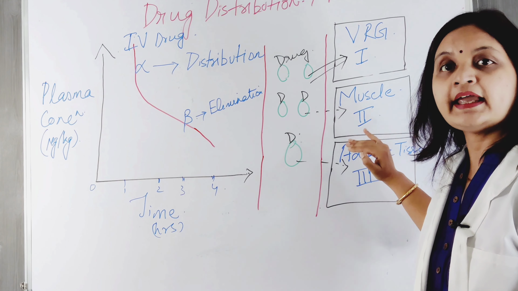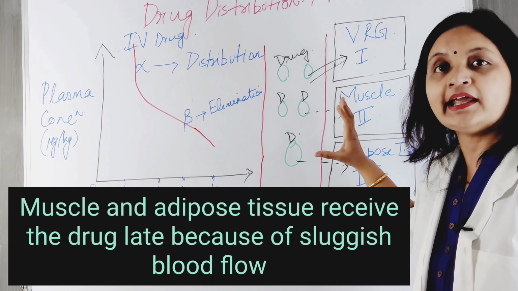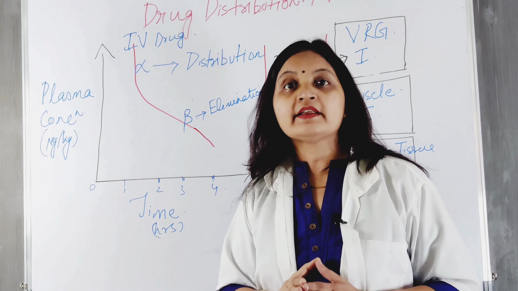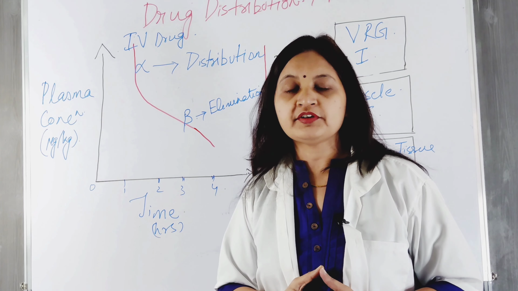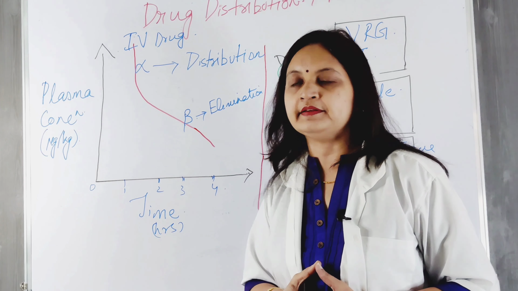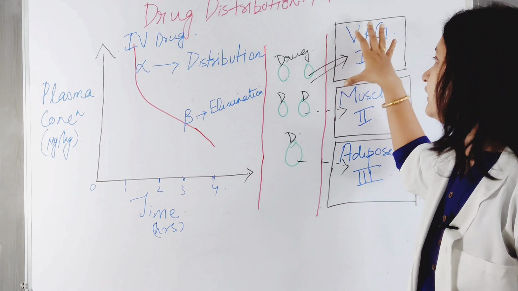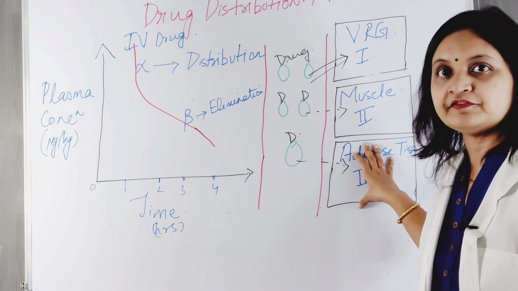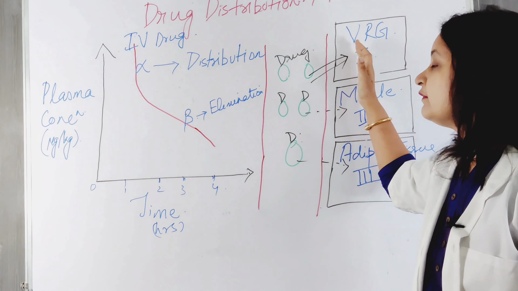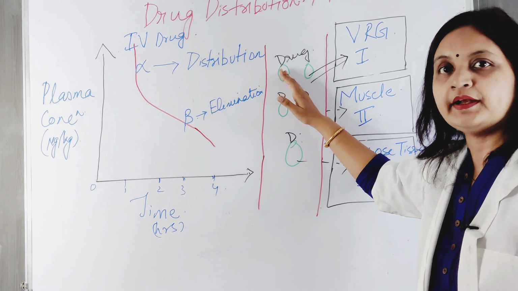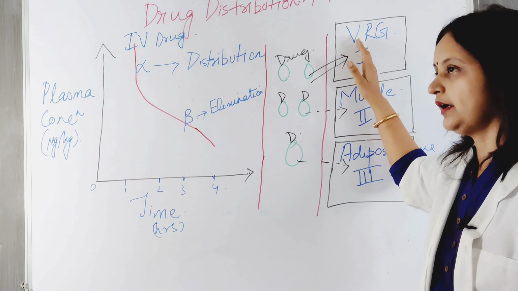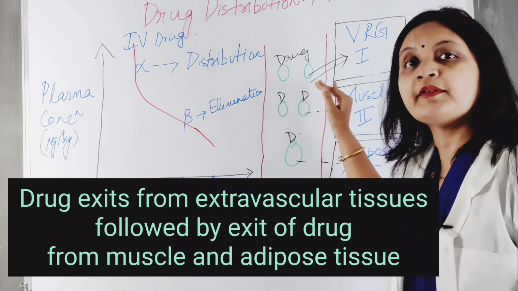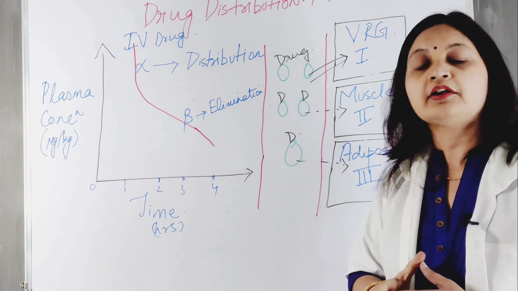So the muscle and the adipose tissue receive the drug late. This is because of sluggish blood flow, so there is a slow and gradual increase in concentration of drug in these compartments. This is how the drug distributes in the extravascular compartment and an equilibrium is achieved. Later, the drug diffuses back into the vascular compartment from the extravascular compartment. The drug exits from the vessel-rich group into the vascular compartment first.